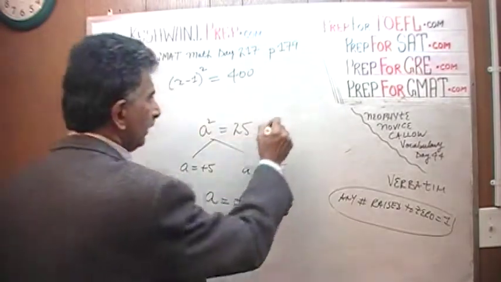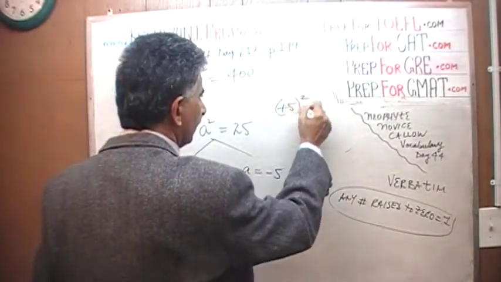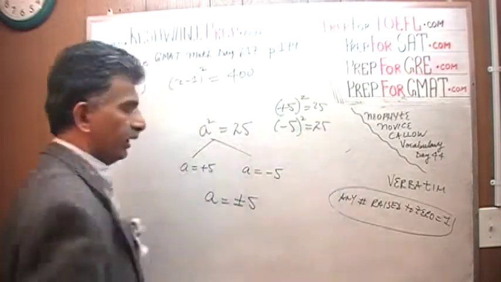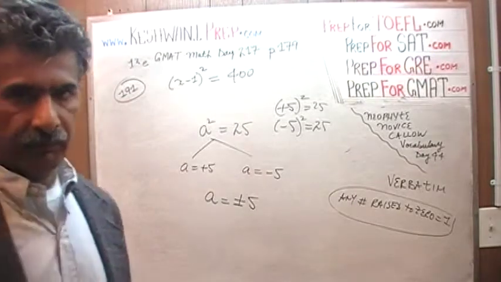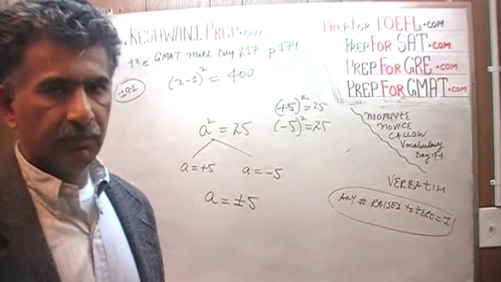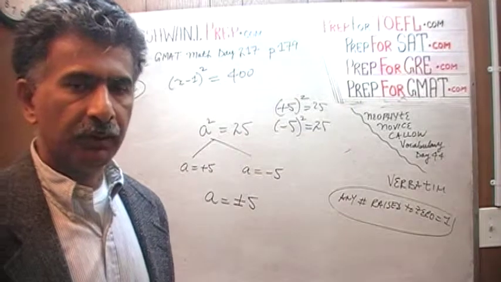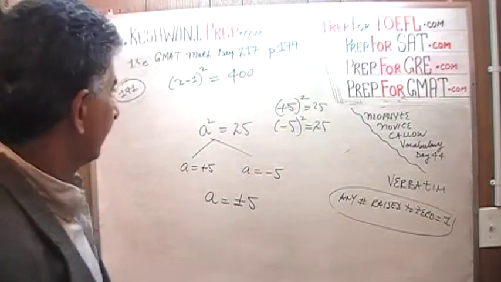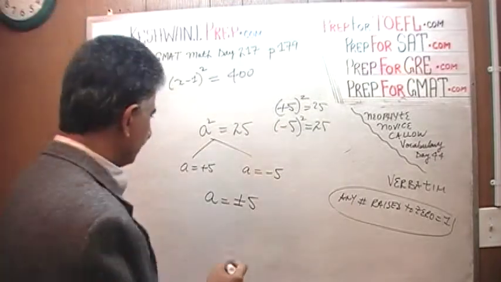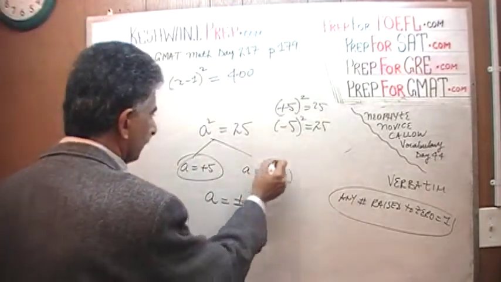It doesn't matter, because positive 5 squared equals 25, and so does negative 5. Negative 5 squared also equals positive 25, because negative times negative is positive. That's the part they want to see here, if you remember: the fact that this one has two roots, a positive root and a negative root, just like this one has a positive root and a negative root.